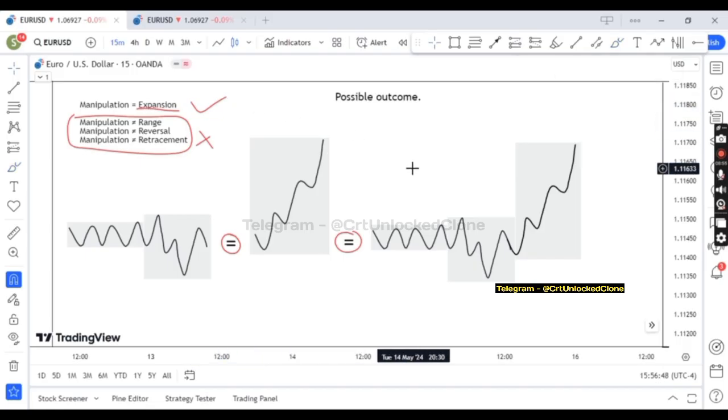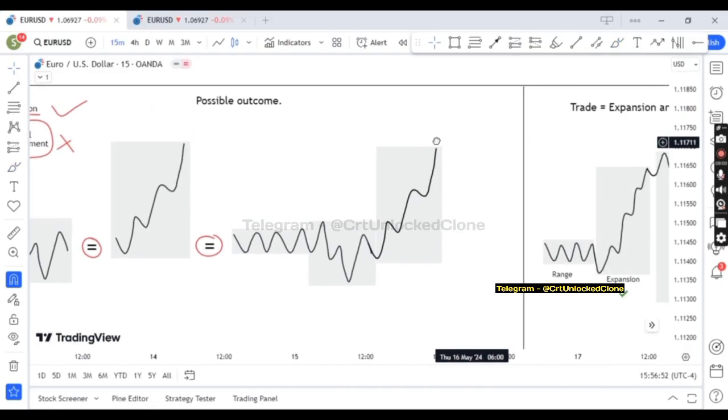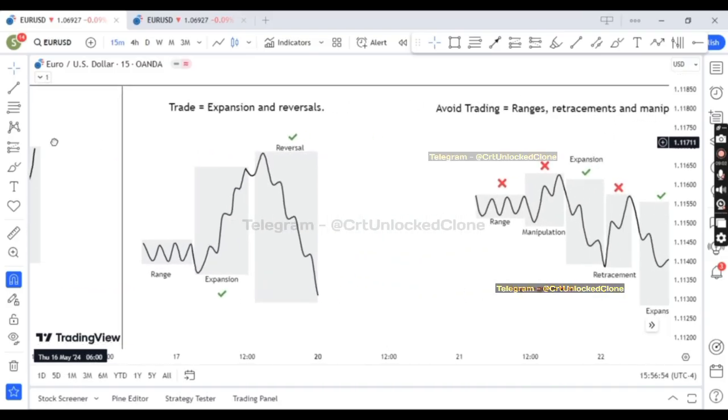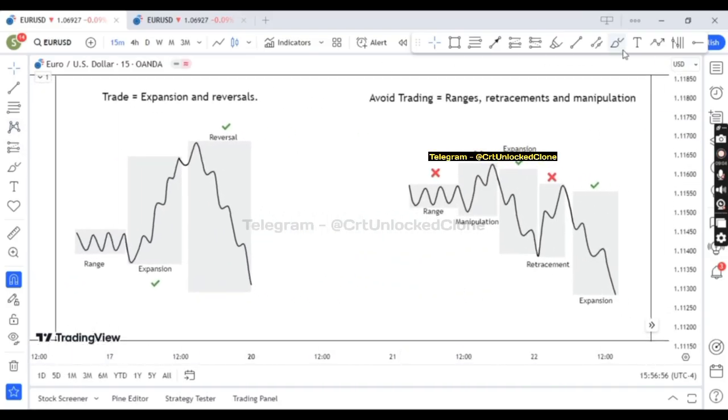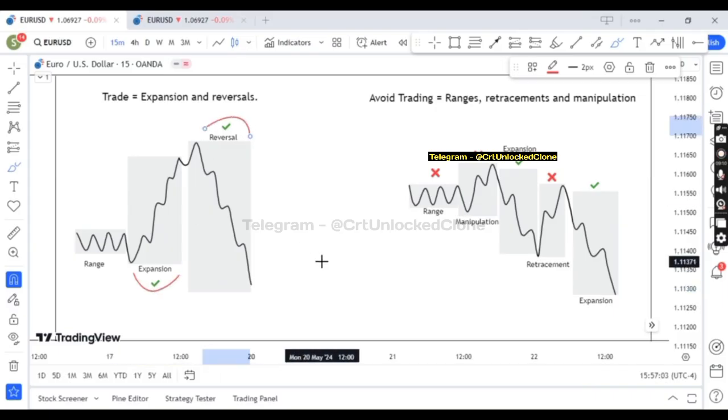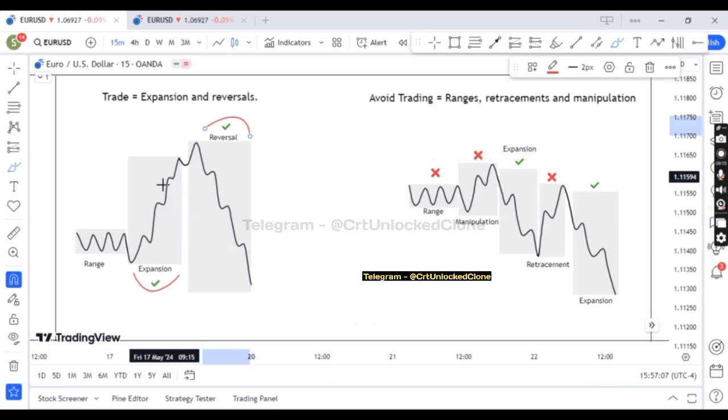Now, another important thing about market profiles is that generally you would want to avoid the ranging, retracement and manipulation profiles and only take part in the expansion profile and reversal profile. Those are the only two profiles which most, if not all of you, should particularly focus on, and you should avoid trading the rest of the profiles.